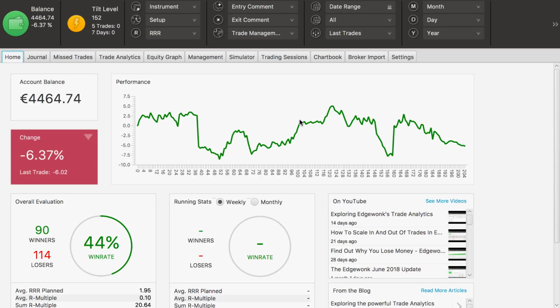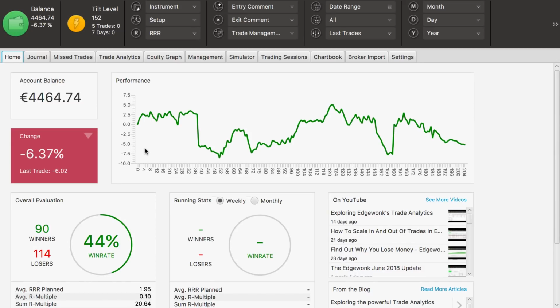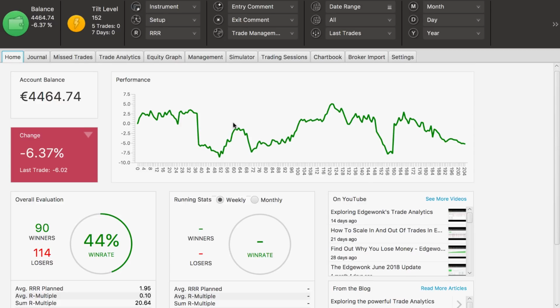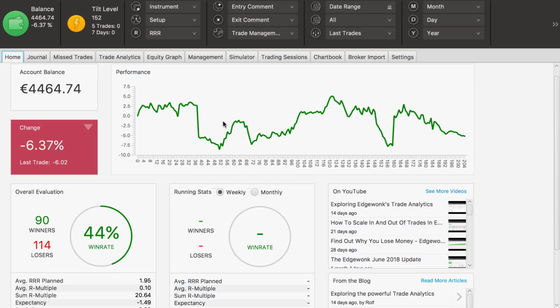Let's get started, and this is a very great example this week of how to use Edgewonk to find out where to go next and how to improve your performance. So we can see at first glance the trader is hovering pretty much around break even. Currently he's in a negative phase, -6% overall down on his account, and we see that there are periods of very sudden drawdowns where the trader is losing quite a bit in a short amount of time. There are periods where the trader is doing well. So let's try to see if we can find out how to get the equity curve in the right direction and where the problems of this trader are.